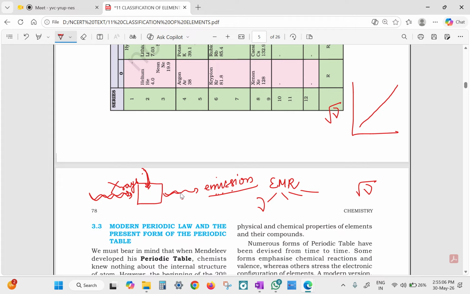The emission spectrum was recorded. Emission spectrum is a line spectrum. It comprises of some electromagnetic radiations, correct? And it is a discrete spectrum. You remember all that? Hydrogen spectrum, emission, absorption. So when the elements were subjected to X-rays and the emission spectrum was studied, the emission spectrum happened to be a line spectrum comprising of some electromagnetic radiations of certain frequency values.